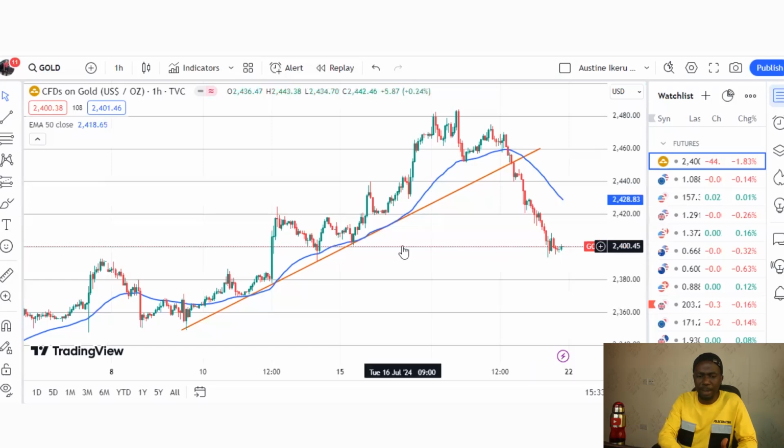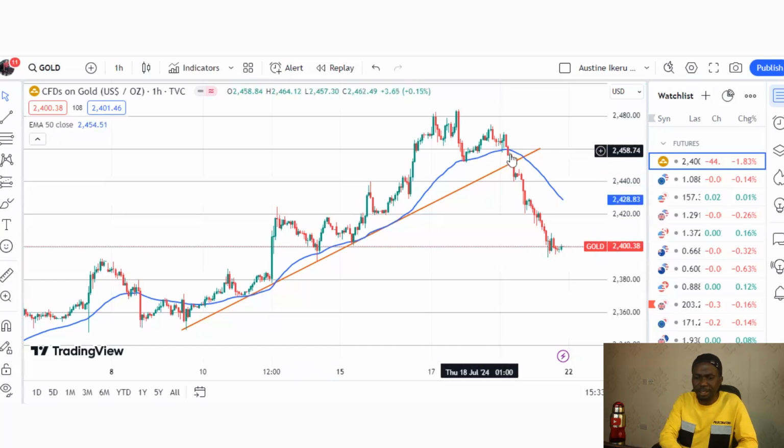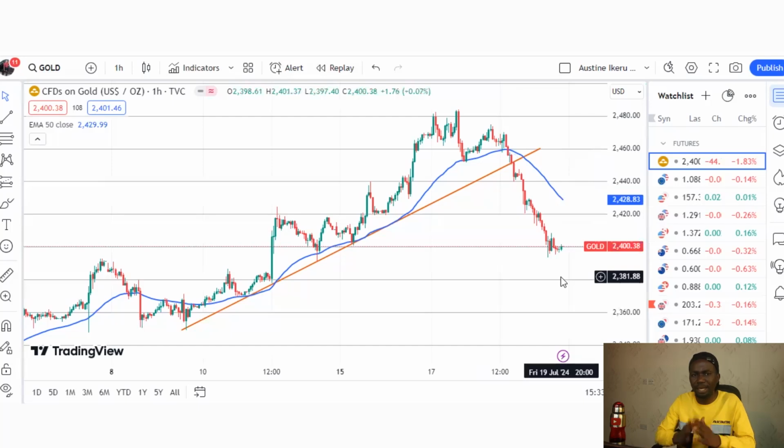So when the price is above the moving average, it means the market is going up. The bullish are in control. And if the market is below the 50 EMA, it means the market is going down. The bearish are in control. The sellers are in control. So this is how you'll be able to trade the market profitably.